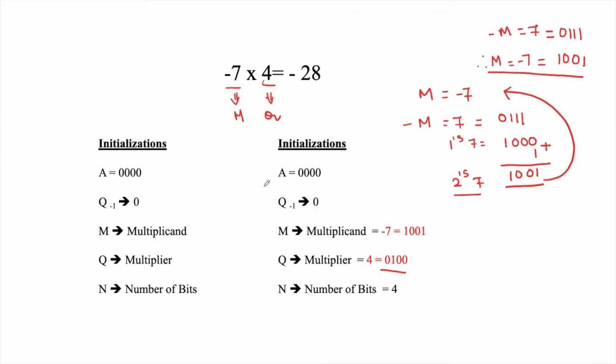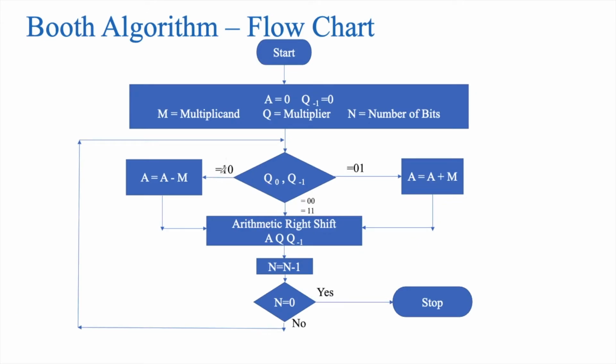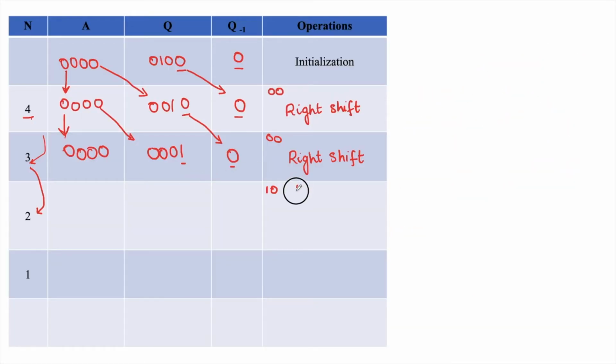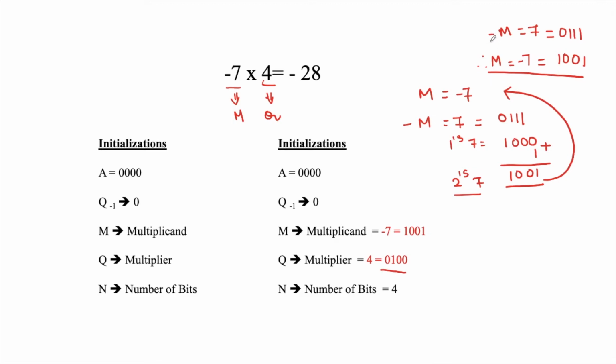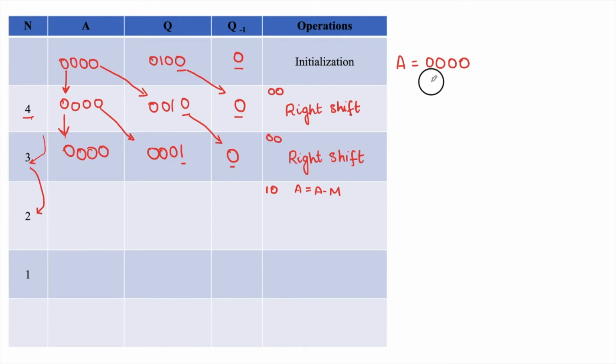Let us go back to the chart. What happens if it is 1, 0? We have to calculate A minus M and store it in A. What we have to do? A equal to A minus M. Let us calculate that first. What is A? A is right now 0, 0, 0, 0. What is minus M? We have calculated already. It is 0, 1, 1, 1, which is nothing but your minus M.